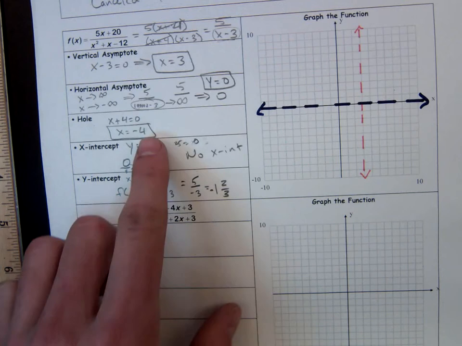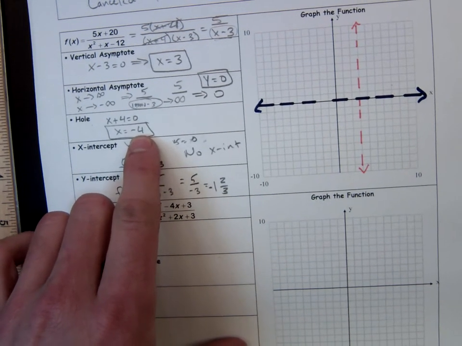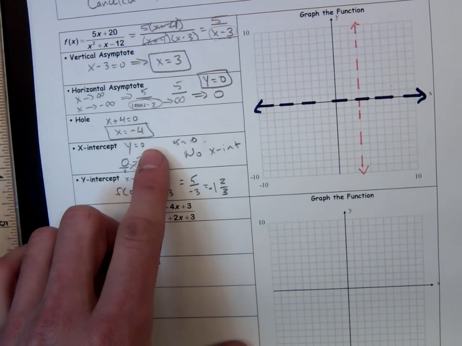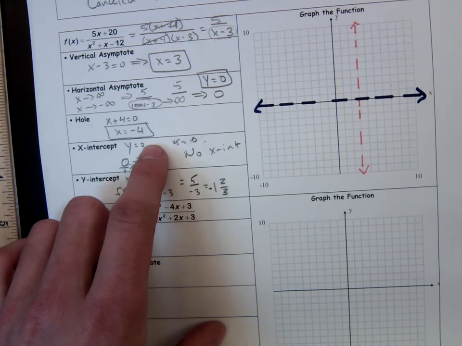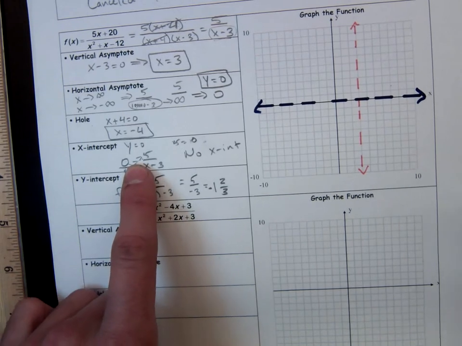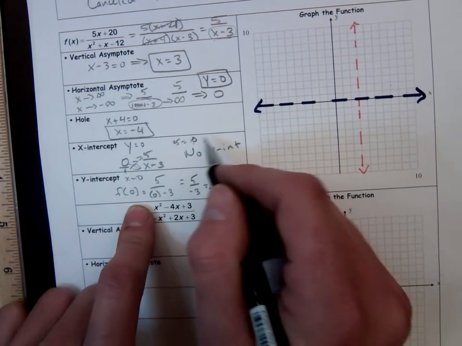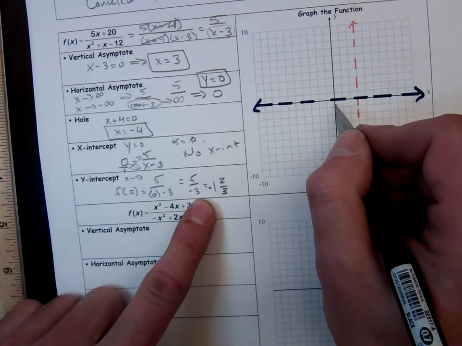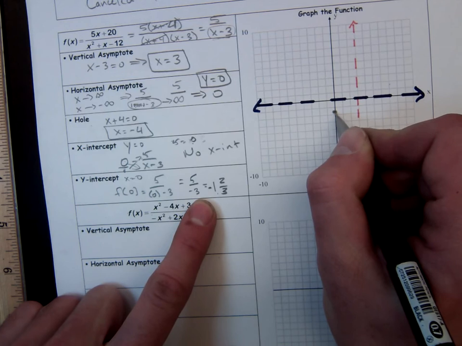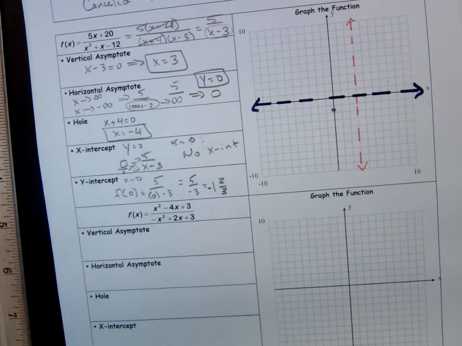Now, moving on to the next piece. We're going to have to remember that when we finally do graph it, we need to create a hole at negative 4. I'll get to that in a moment, though, because we haven't graphed anything yet. Our x-intercept, well, there aren't any, and our y-intercept is at negative 1 2/3, right here. Now, looking at this, do we really have a very good idea of what our curve is going to look like? No. So we need to plot additional points.